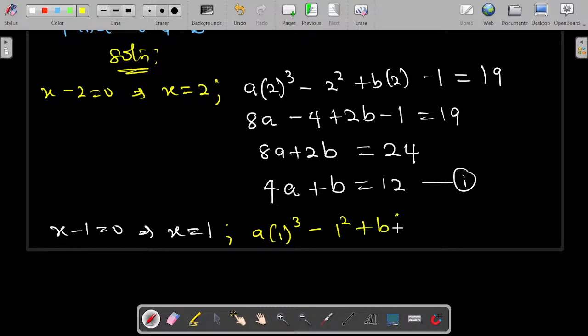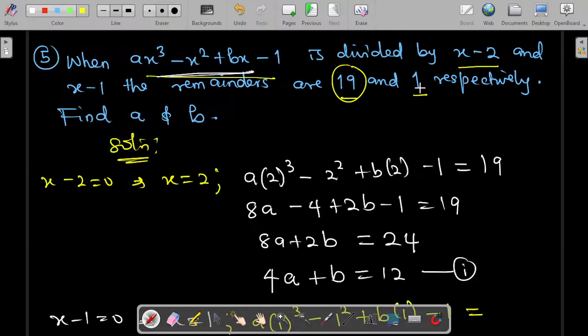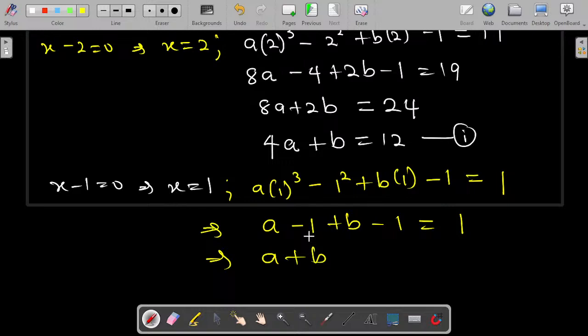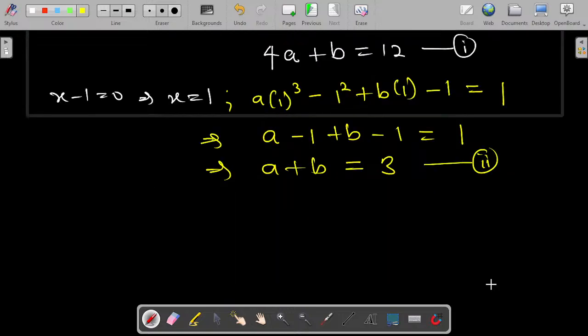Then plus b times 1. And then minus 1. Everything should be equal to the remainder. And the remainder is 1. Okay, so this will be equal to 1. So let's simplify. 1 raised to power 3 is 1. So I have a here, minus 1 plus b minus 1 equal to 1. So this is going to give me a plus b. 1 minus 1 is minus 2. If it comes over to that side, it will be plus 2. So 1 plus 2 will give me 3. I can call this equation 2. Alright, so, and you are done.